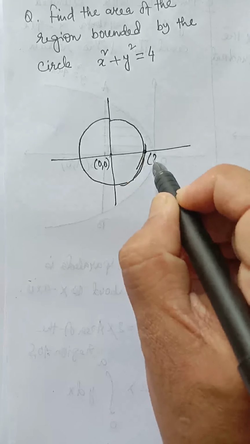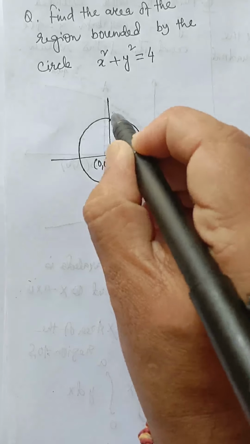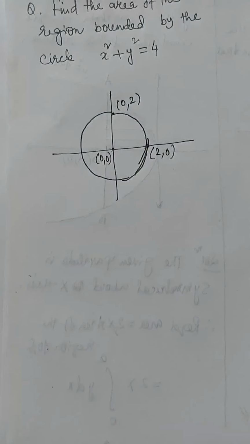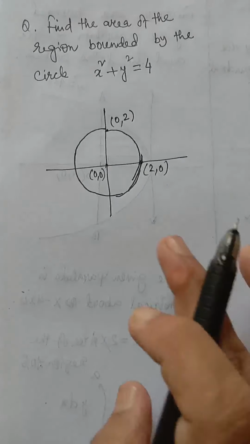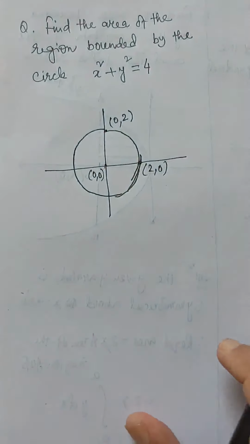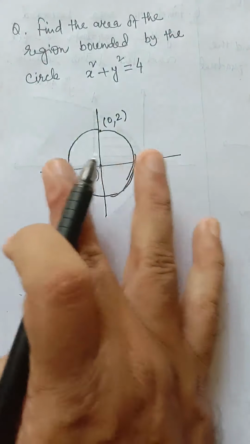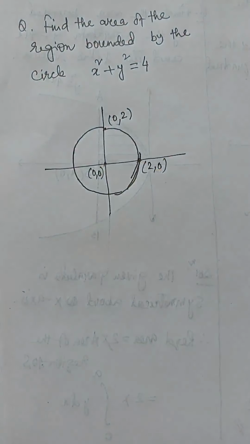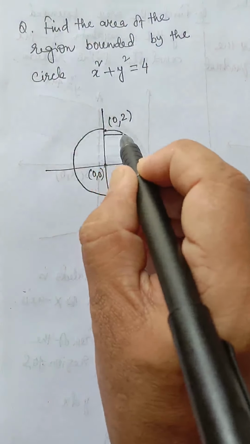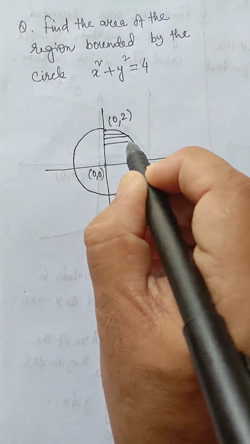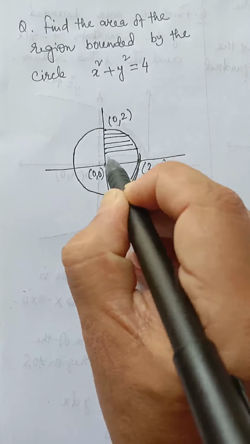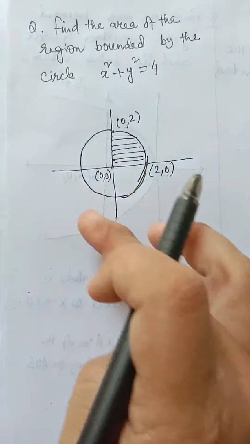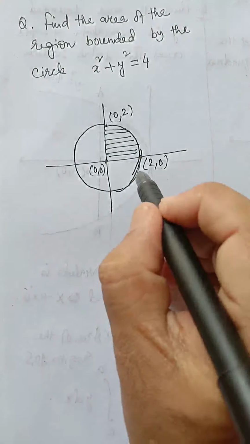The coordinate of this point will be (2, 0) and the coordinate of this will be (0, 2). So what we have to find is the area of the circle. Now you can see the x-axis and the y-axis divide the whole circle into 4 equal parts. So if we find the area of one quadrant and multiply it by 4, we will get the area of the whole circle.